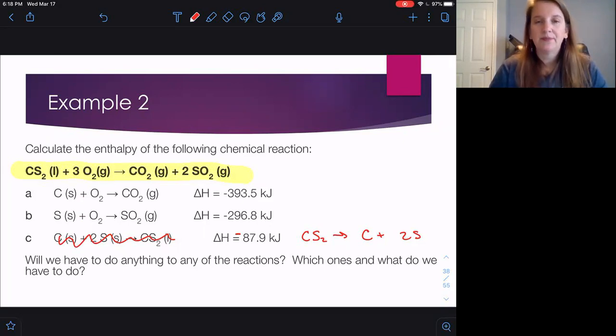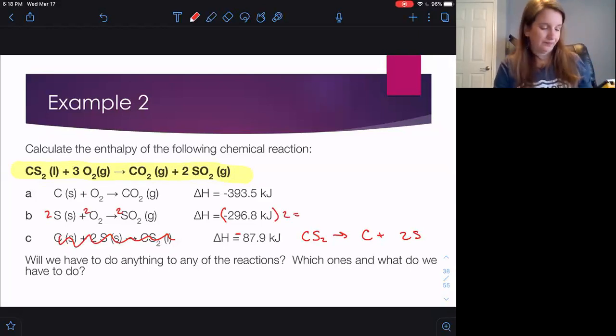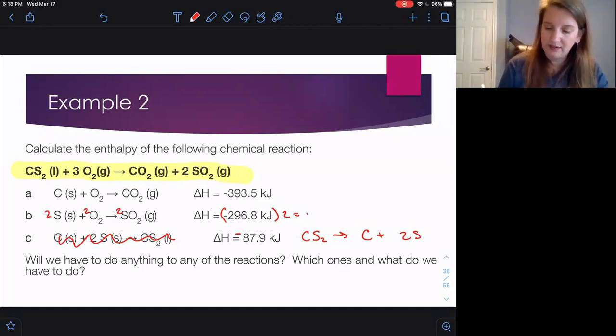SO2 is a product, and it's on the product side in step B, but I have to have 2 of them to get my overall reaction. I only have 1 in step B, so that means I have to double step B. So I have 2 of everything now in step B, and I have to multiply that delta H by 2. So that would be negative 593.6, okay?